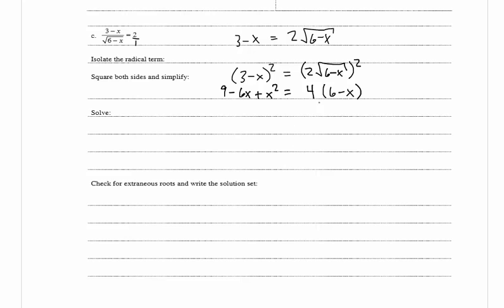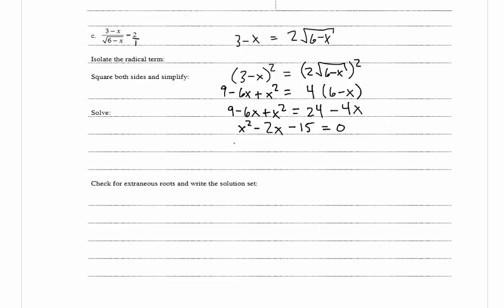And now I'm going to multiply 4 through the parentheses on the right side. So 4 times 6 is 24, and then 4 times negative x is negative 4x. And now we'll move everything to the left side of the equation where x squared is positive. So we have x squared, and then we have negative 6x plus 4x is equal to negative 2x. And then we have 9 minus 24, which is equal to negative 15, is equal to 0.